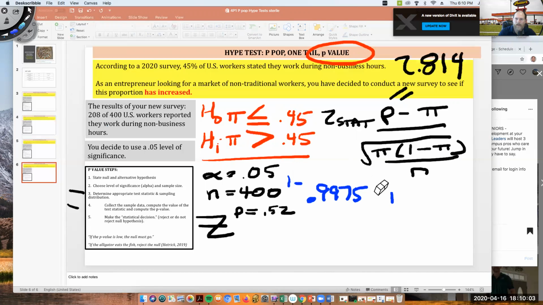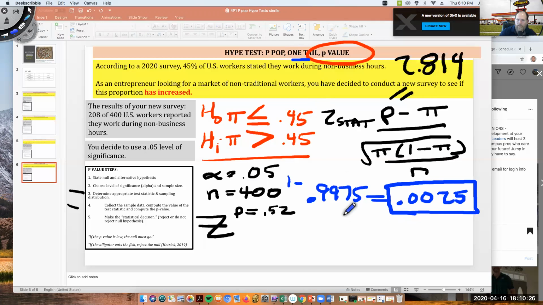So we're going to do that. And we're going to get roughly 0.0025, and that's going to be our p-value. Notice that we stop there with the p-value. We don't multiply it. We don't do anything to it. It's one tail. Okay? It's one tail. We're talking about this kind of thing.